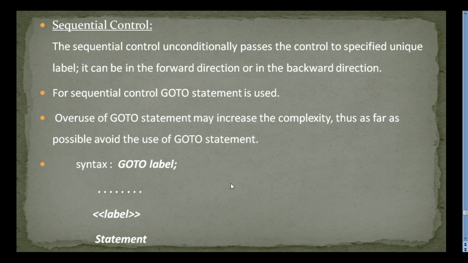Coming to the sequential control statements. A sequential control statement unconditionally passes the control to a specified unique label, either in the forward direction or in the backward direction. It's just like the goto statement you use in C. For a goto statement you provide a label. In Java also you can provide a label. Overuse of goto statements may increase complexity, so as far as possible avoid the use of goto statements. It's one note.